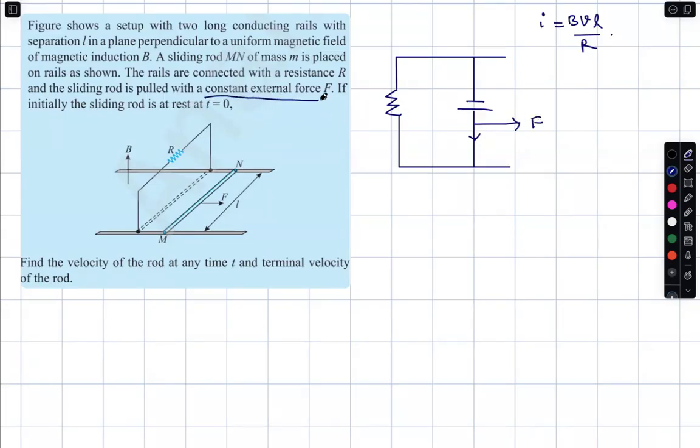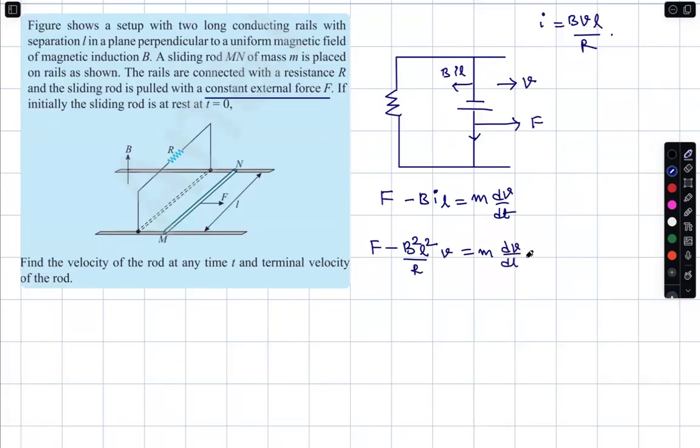Now you are applying some force F. And remember, this is a constant external force. Now remember, you have BIL in opposition. And at any instant, velocity is V. What is the free body diagram of this arrangement? F minus BIL is m dv by dt. Now with this I can write F minus B square L square by R times V is m dv by dt.